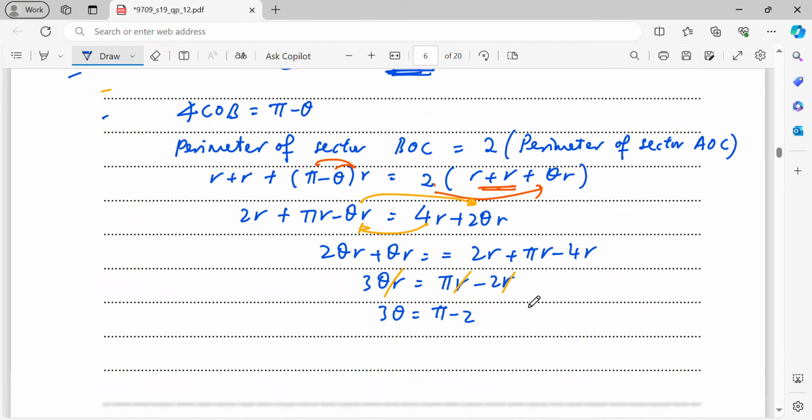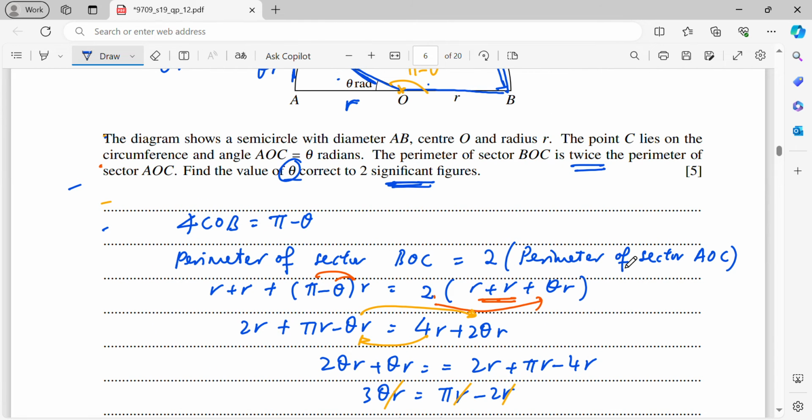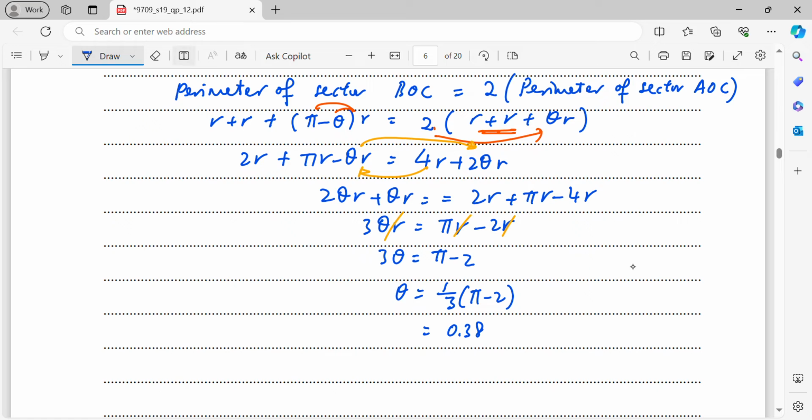And now for theta, just divide by 3. So 1 over 3 times pi minus 2. And now calculate this using a calculator. That is going to be 0.38, 2 significant figures as requested in the question. So this is basically radians.